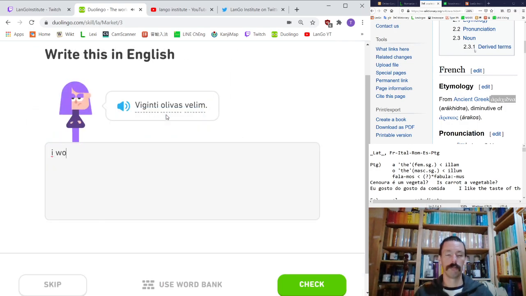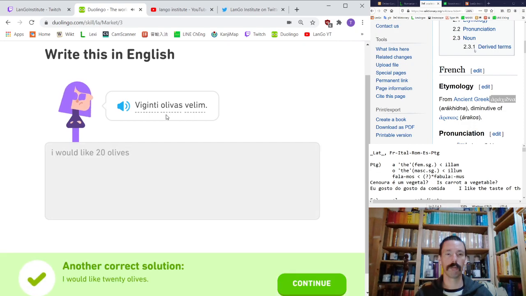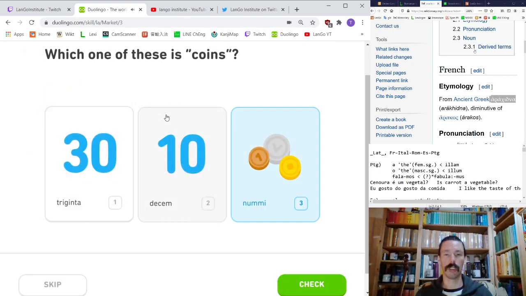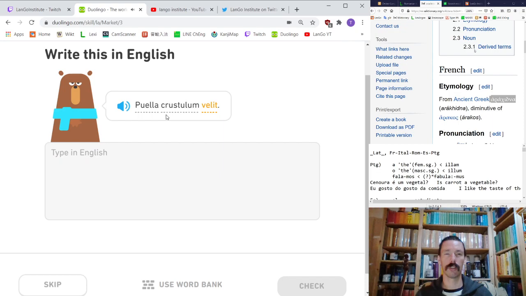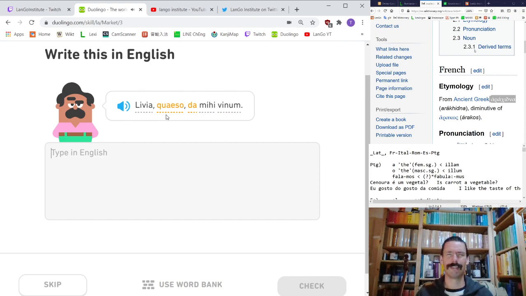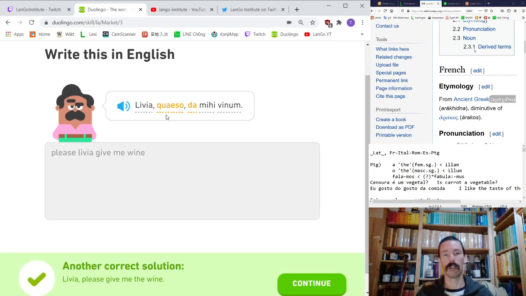Viginti olivas velim. Would you like 20 olives? Viginti olivas velim. Coins, nummi. Masculine plural. Puella crustulum velit. Puella, the girl. Subject. Crustulum velit. Would like a cookie. Or the cookie. Livia, quaeso, da mihi vinum. Please, Livia, give me wine.